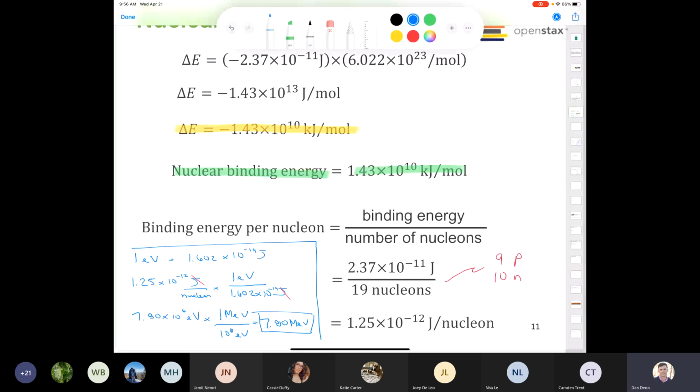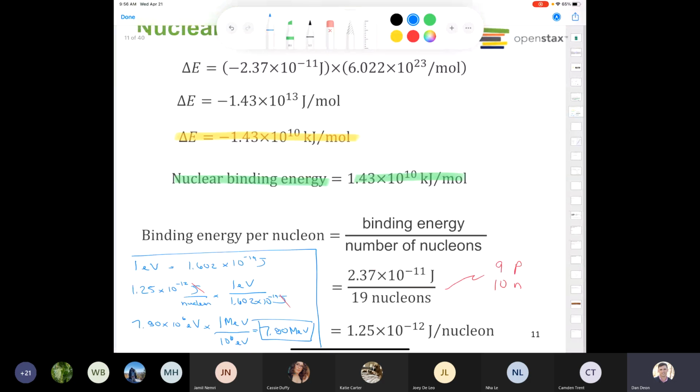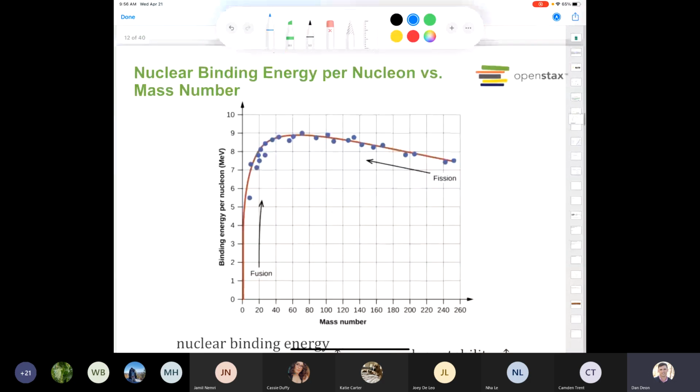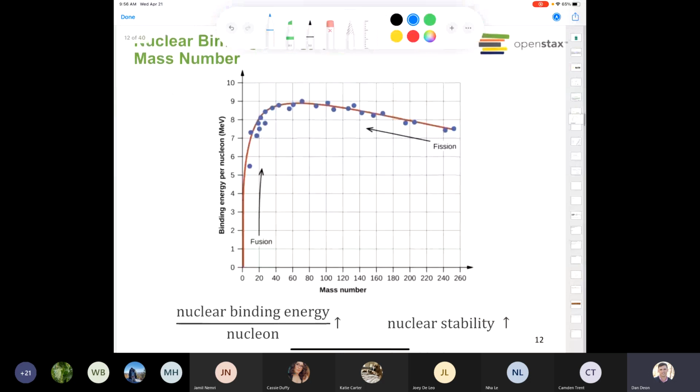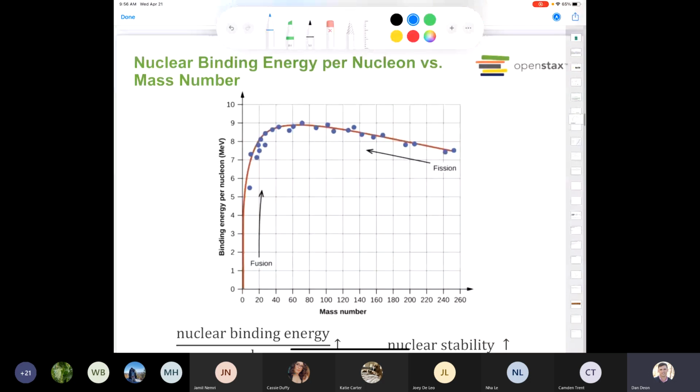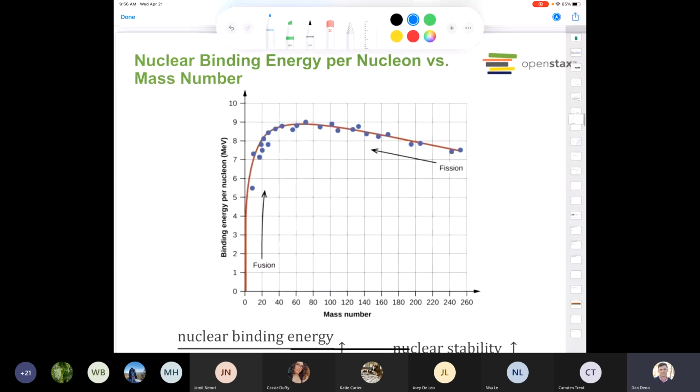Well, what if we compare the nuclear binding energy per nucleon versus mass number, right? What's mass number? The total of the number of protons and neutrons. Okay, well, everything doesn't fit on here, does it? Again, mass number, which is A, which is equal to the number of protons plus neutrons.